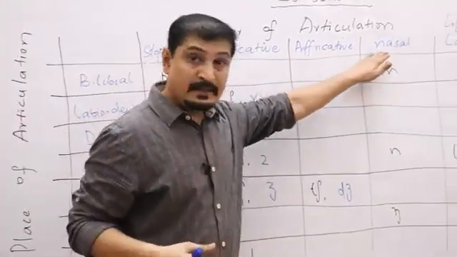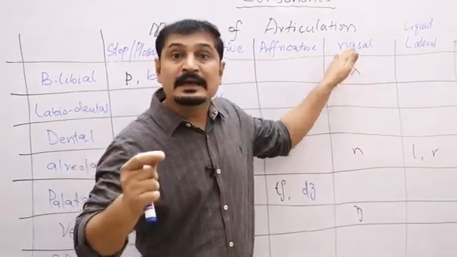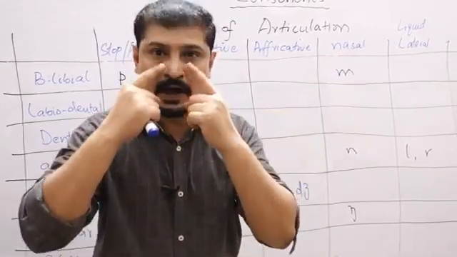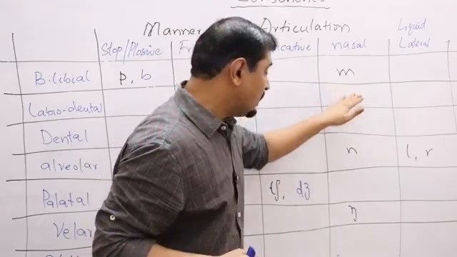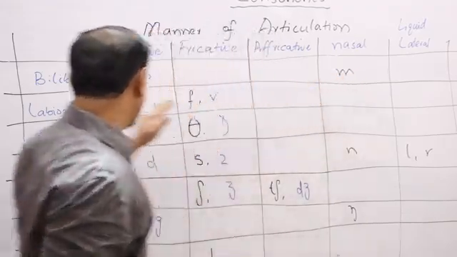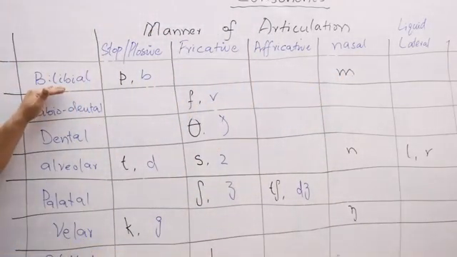Then we have nasal, a sound which comes inside with the help of our nose. We have two sounds. One is m, and the place is bilabial.